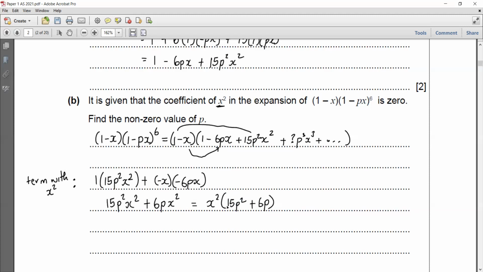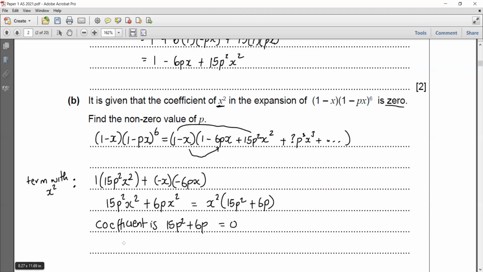Okay, so this is the term with x squared, and then the coefficient is 15p squared plus 6p. Okay, now what else are we told? We're told that the coefficient is 0. So that means 15p squared plus 6p is equal to 0. So the coefficient, this is equal to 0.